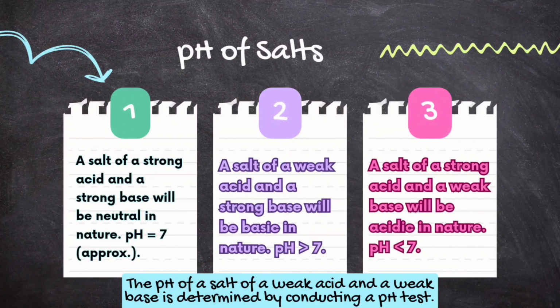pH of salts. A salt of a strong acid and a strong base will be neutral in nature, pH equals 7 approximately. A salt of a weak acid and a strong base will be basic in nature, pH greater than 7. A salt of a strong acid and a weak base will be acidic in nature, pH less than 7. The pH of a salt of a weak acid and a weak base is determined by conducting a pH test.